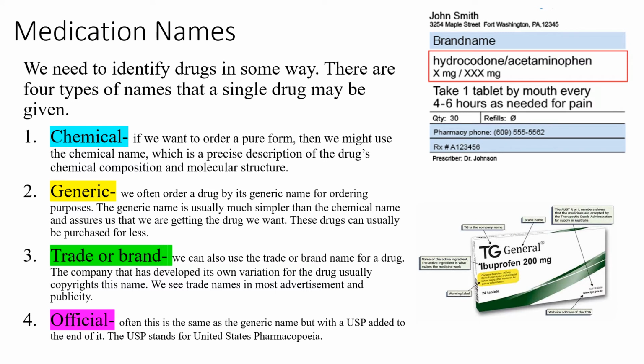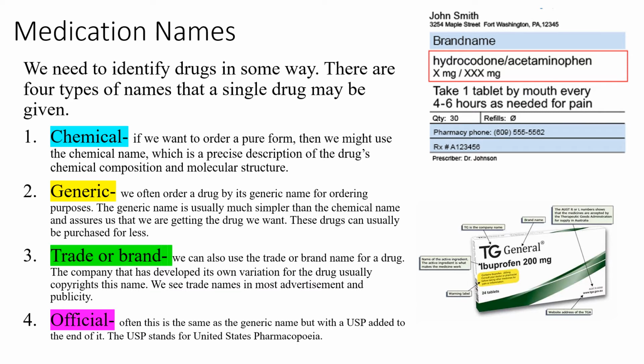Medication names. We need to identify drugs in some way. There are 4 types of names that a single drug may be given. One is its chemical name. If we want to order a pure form, then we might use the chemical name, which is a precise description of the drug's chemical composition and molecule structure.